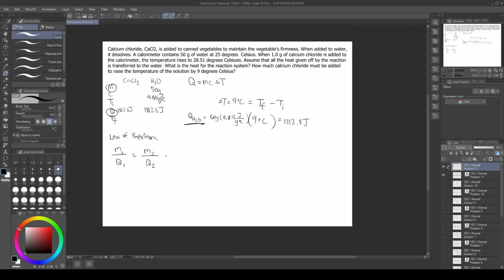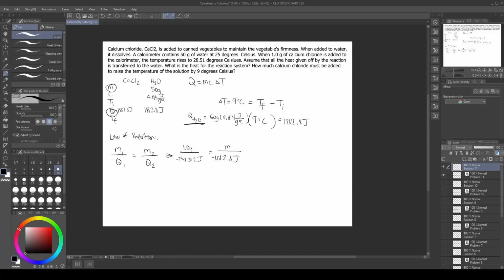So let's plug in our variables. In the first scenario, the mass of calcium chloride was 1.0 grams, and the heat of calcium chloride at that time was negative 734.292 joules. Now for the new scenario, we don't know what the mass of calcium chloride is, but we do know the heat because it's over here: negative 1882.8 joules. So how do we isolate M? How can we make sure that M is alone here and there's nothing at the bottom?